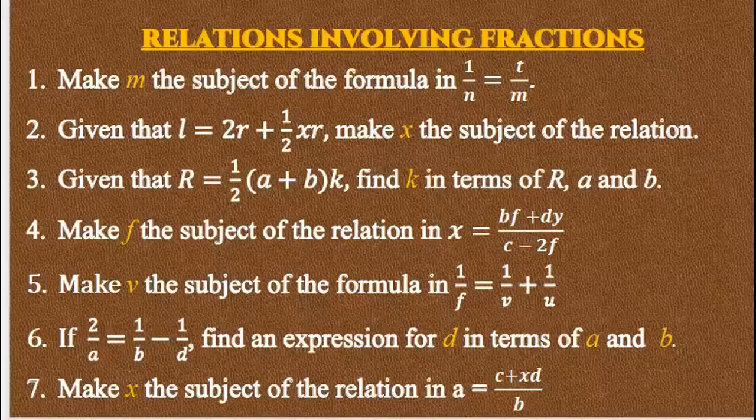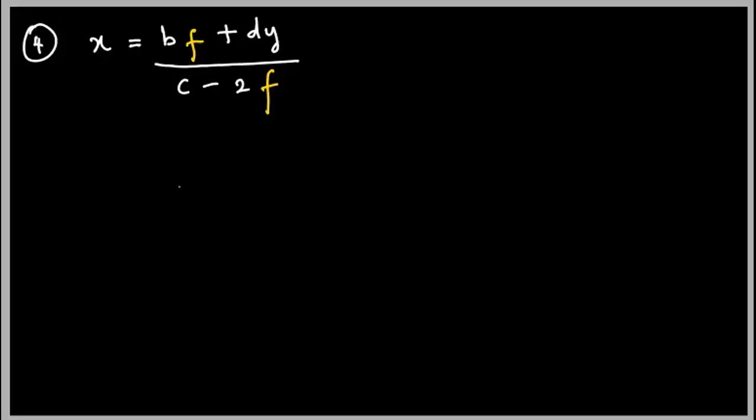Now we have the fourth question. Make f the subject of the relation x equals to df plus dy all over c minus 2f. Now, firstly, to solve this problem, as you can see, we have just two fractions, one on the left and one on the right. This is the first fraction, and this is the second fraction. So the best way to solve is crossing and multiplying. Yes, because whenever you have a fraction, always clear the fraction. So let me put a 1 here.